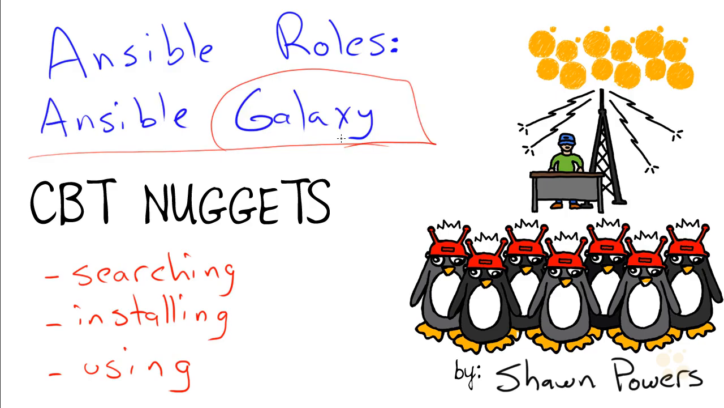Galaxy. It's a website. It's a resource that you can use from the command line, and basically it's just a way that people can share the roles that they've created to install things inside Ansible. So we're going to look at how you can search the individual roles that are available in Galaxy, how to install them, how to use them in your own playbooks.